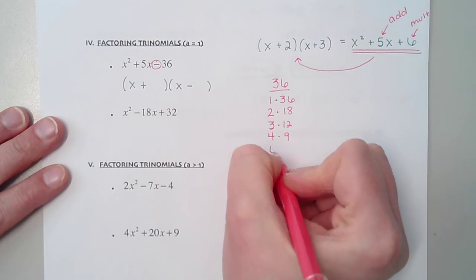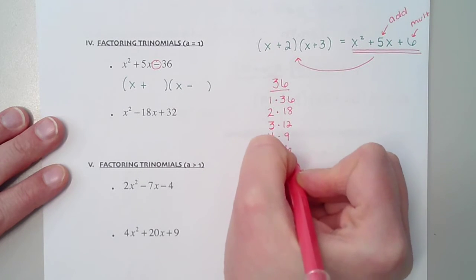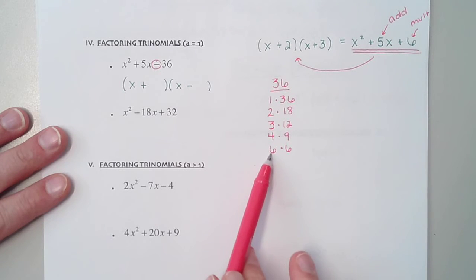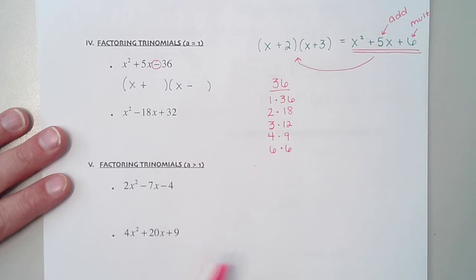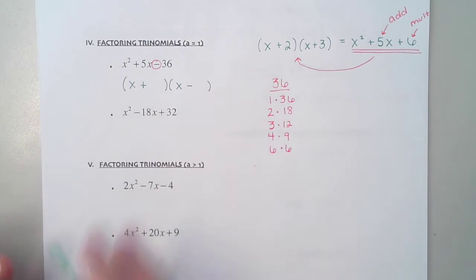My next one would be 6, and 6 multiplies by itself. And when that happens, when you get the same number on the list again, you know that you're done. So this is all of my possible ways that I could multiply to make 36. So my answer must be in here somewhere, okay?